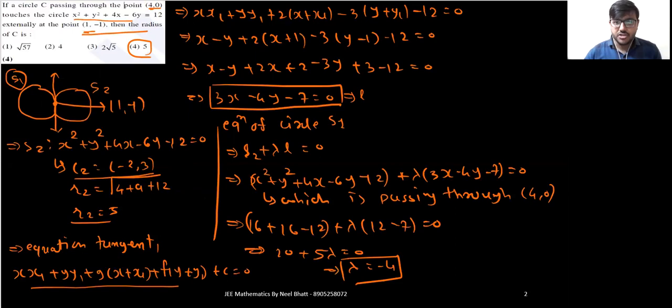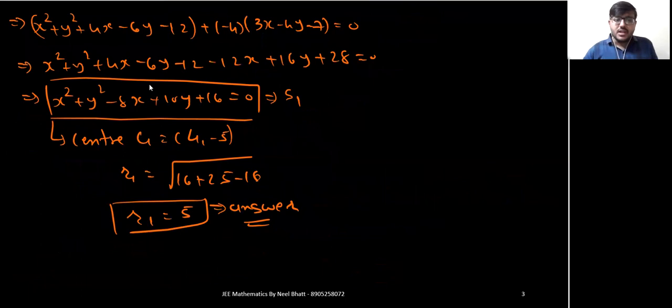From that we can get the equation of tangent, and then I apply the rule, which is circle plus lambda into line equals to 0, which is given by this equation S1. And then this circle is passing through the point 4, 0. So I satisfy the point in this equation to get the value of lambda, and then we'll get the equation of a circle, and then from that we can find out the radius.